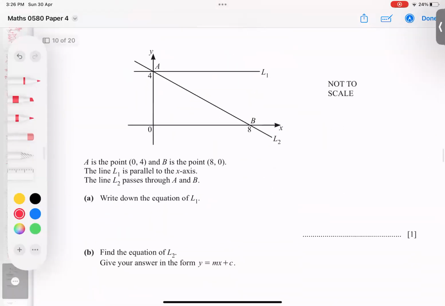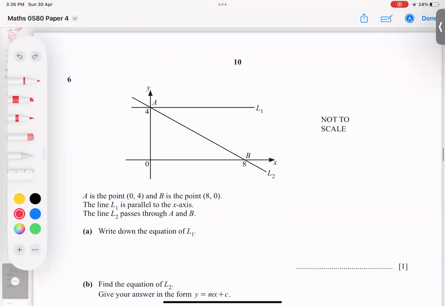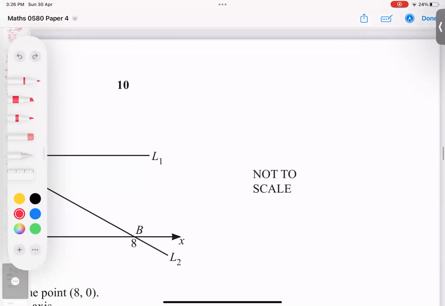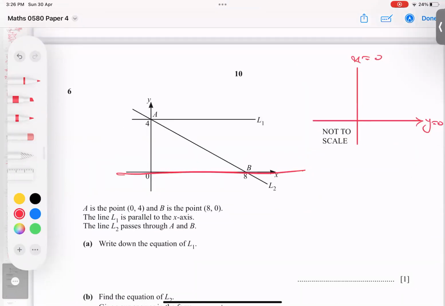Question number 6. What is question 6 asking for? Equation of line L1. Where is L1 here? Before I start, you know, students, what is the equation of the x-axis and y-axis? You must know it, it is very important for many diagrams. This is called y equal to 0. This is called x is equal to 0. So what is this called?